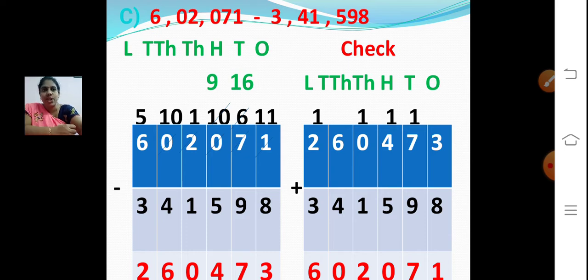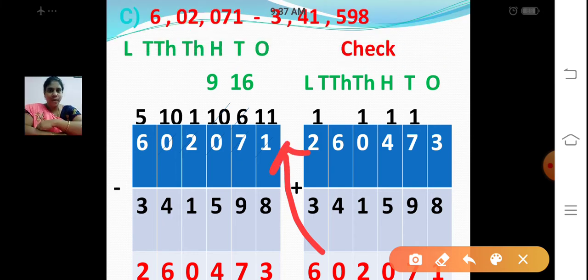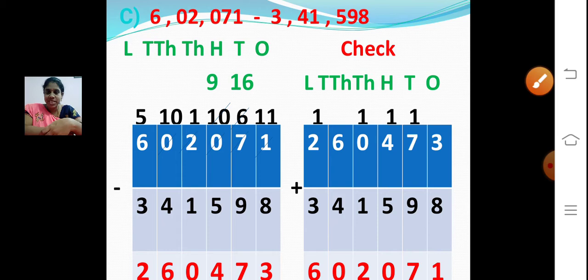2071 is right. We got the answer, right? We got the minuend. So our answer is correct. Our subtraction is correct. So this is the way to subtract and check the answer. Will you check the answer? You're going to add the difference to the subtrahend so that you will get the minuend, right?